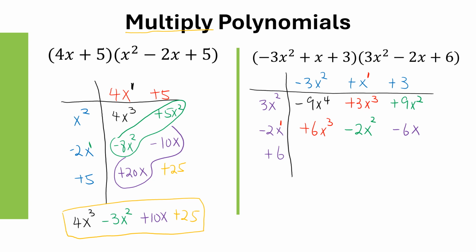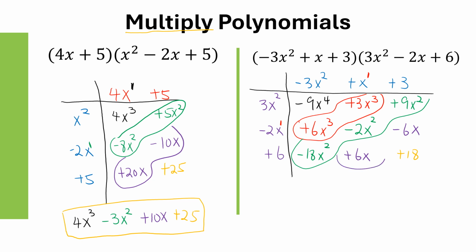So now I'm going to take my last term, 6, and multiply again. So 6 times negative 3x squared will give me negative 18x squared. And then 6 times x will give you positive 6x. And my last term is 6 times 3, which will give you 18. And again, the last step to multiply polynomials is to combine like terms. So combine all the red ones together because they all have x to the third power. Combine the green ones together because they all have x squared. And the last one is combine all the x's together.